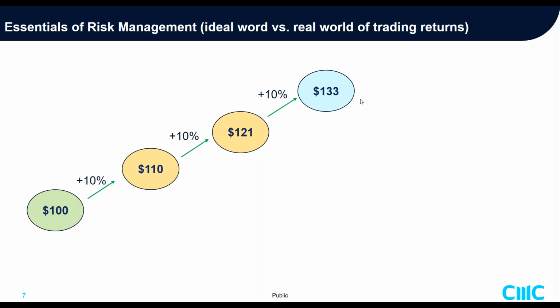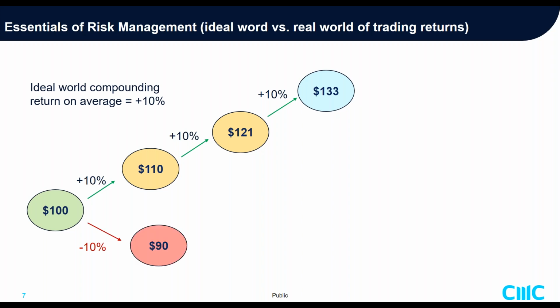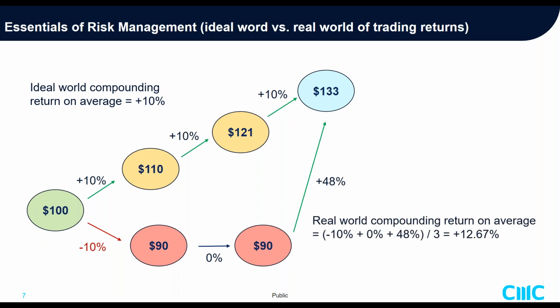However, in the real world, this tends to happen. On your first trade, you may lose 10%, which means your capital is down to $90, and on the next trade you may break even. So at 90, you're still down by 10%. On the next trade, you're able to spot a multi-bagger and go up by 48% to hit the end result of 133.